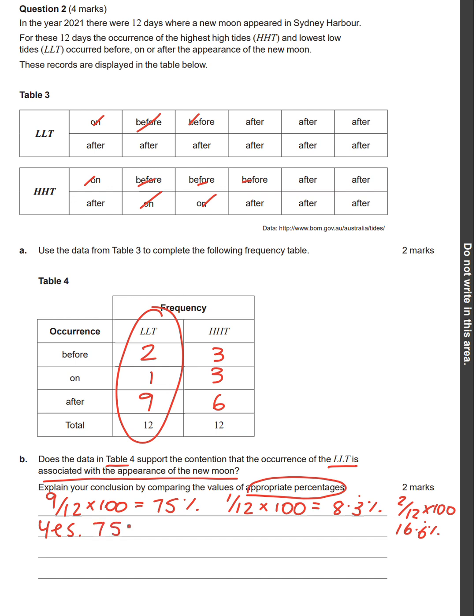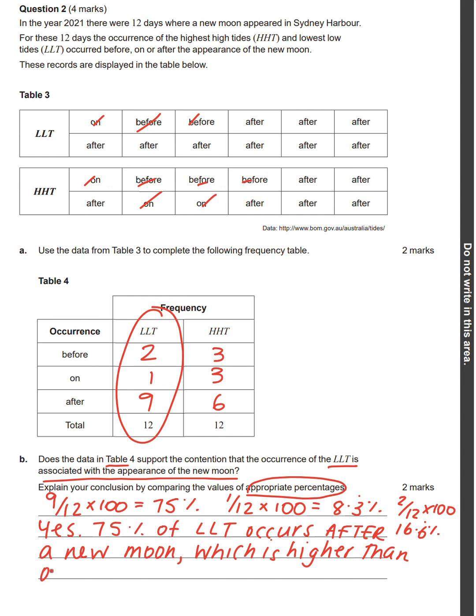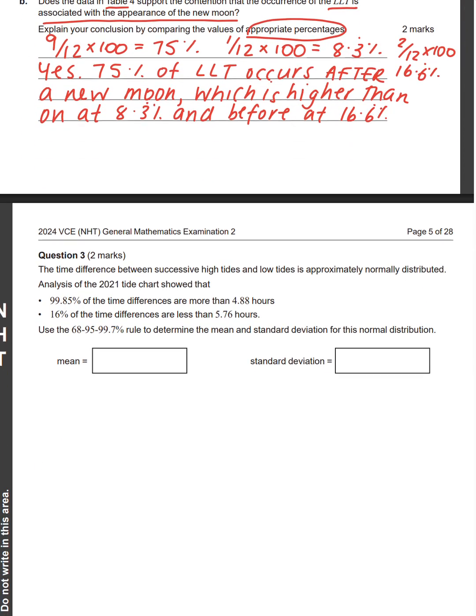So we would say 75% of LLT occurs after a new moon, which is higher than on at 8.3 recurring percent and before at 16.6 recurring percent. All right, next.